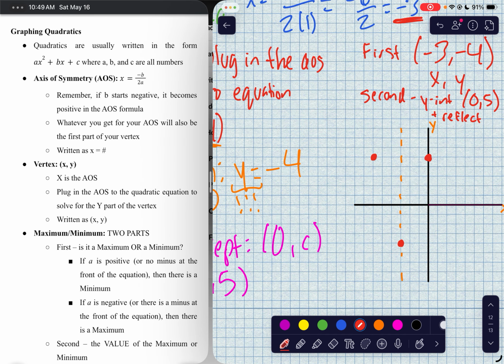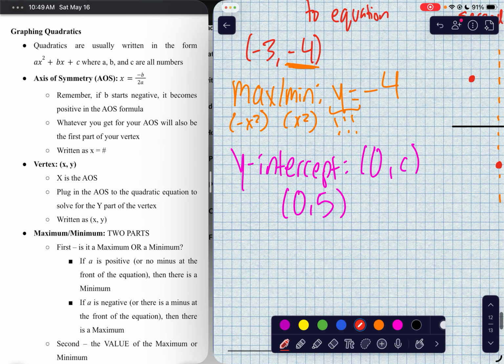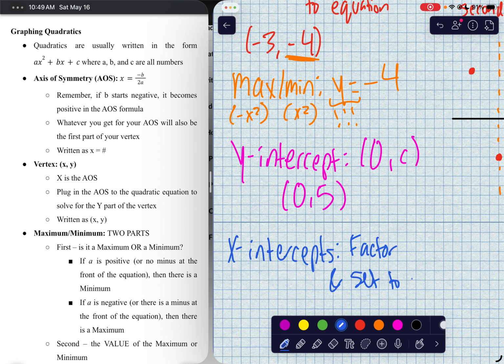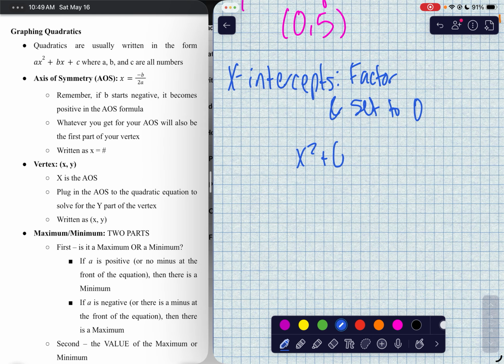So the next thing we're going to do, you know what I forgot? I forgot about the x-intercepts. Let's talk about that real quick, because we're going to use the x-intercepts for our graph here. So for the x-intercepts, we have to factor and set to 0. So our equation is x squared plus 6x plus 5.